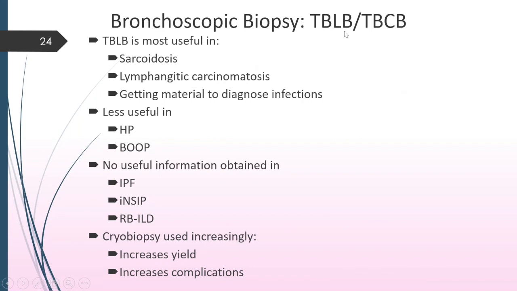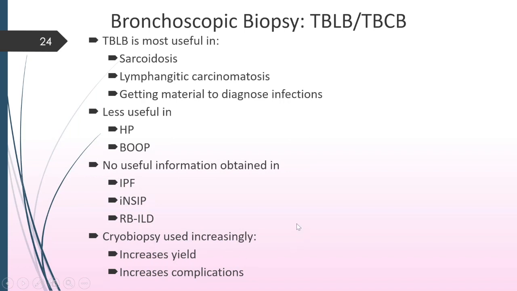Similarly, a transbronchial lung biopsy is most useful in sarcoidosis or in lymphangitic carcinomatosis. In other diseases, it may or may not give sufficient material to establish the diagnosis. Sometimes we are lucky and can make a diagnosis of hypersensitivity pneumonitis or bronchiolitis obliterans. But in idiopathic interstitial pneumonias and in connective tissue ILDs, TBLB is of no use. So this is not attempted if our clinical diagnosis is IPF.